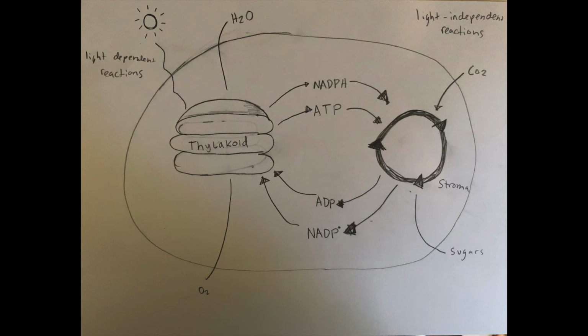After this reaction, the stroma not only produces sugar but also produces ADP and NADP+. And this is actually needed to continue the cycle, so it goes back over to the thylakoid to help with the light-dependent reaction. So it's a continuous circle between the two of them.